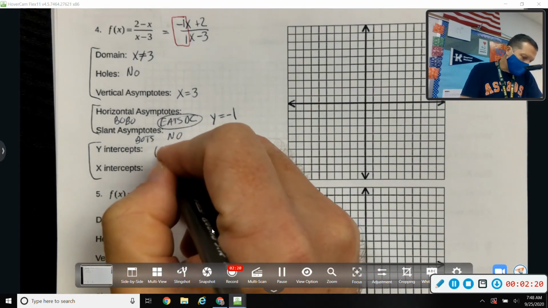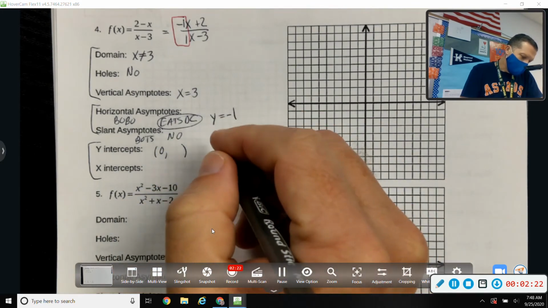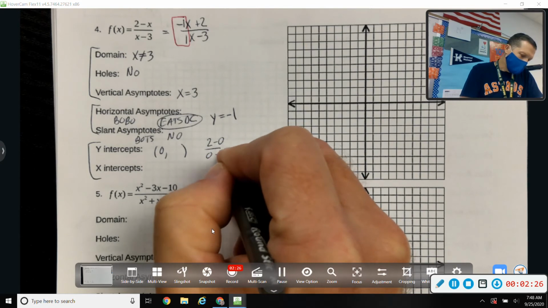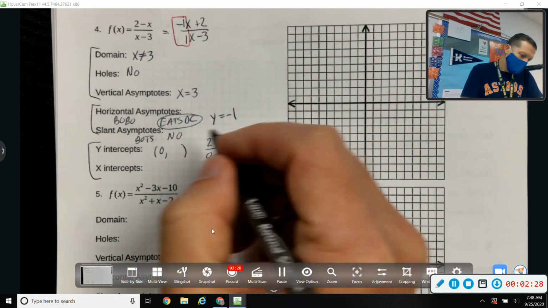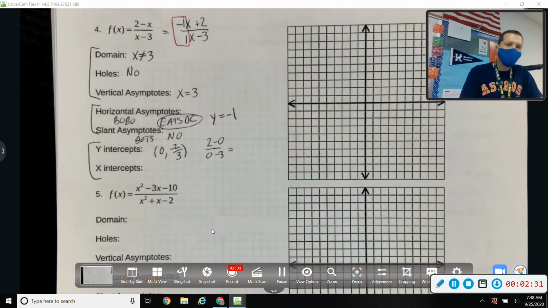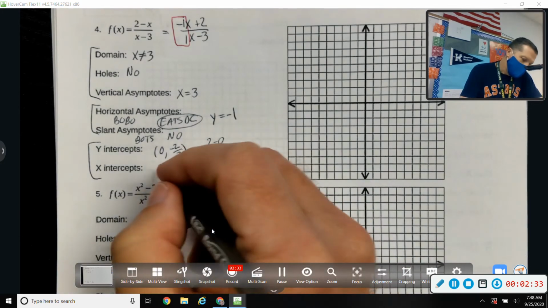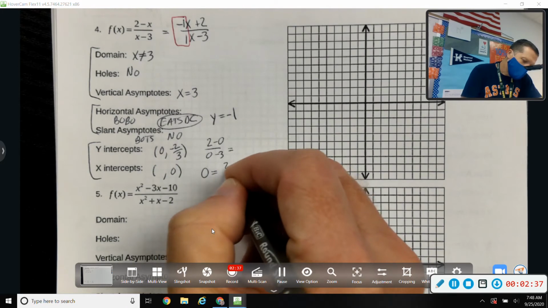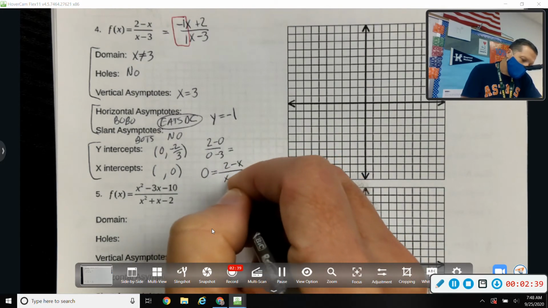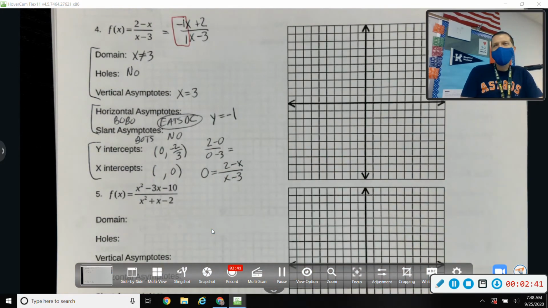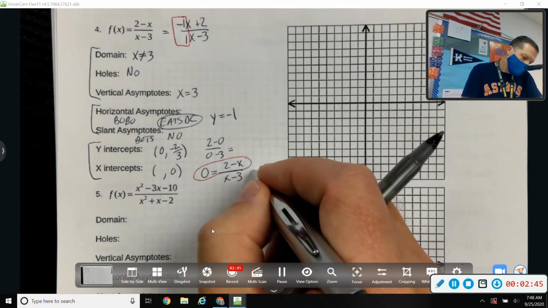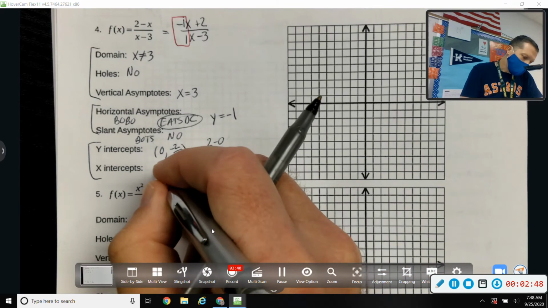All right, y-intercepts, we'll set x equal to 0. So 2 minus 0 over 0 minus 3. That would be negative 2/3. For x-intercepts, we set y equal to 0. And we remember that the only way to make a fraction 0 is if the top is 0. So x equals 2.